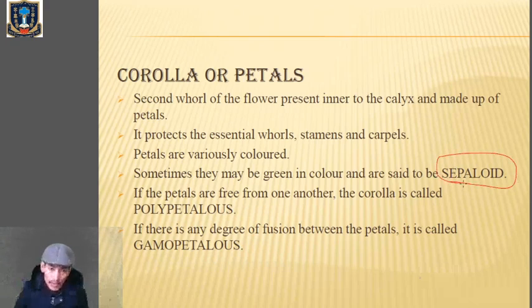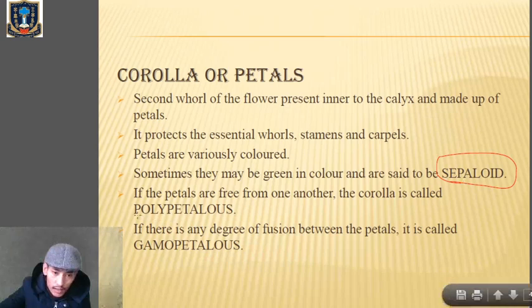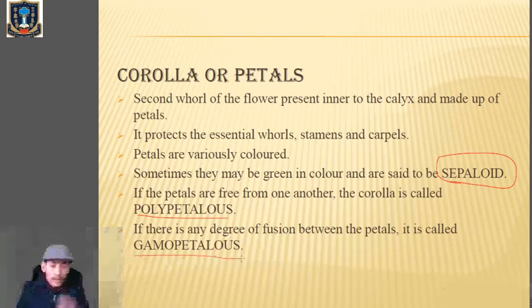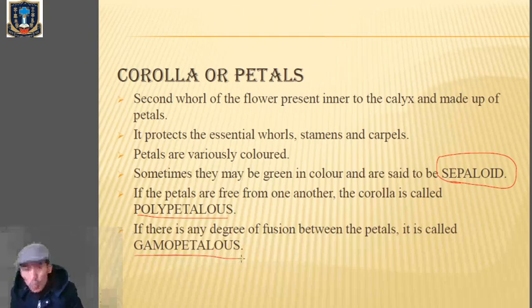S-E-P-A-L-O-I-D, sepaloid. Now just like the polysepalous and the gamosepalous, here also if the petals are free from one another, then the corolla is called polypetalous, and if the petals are fused, then it is called gamopetalous. Like polysepalous and gamosepalous, here also polypetalous means where the petals are free from one another.